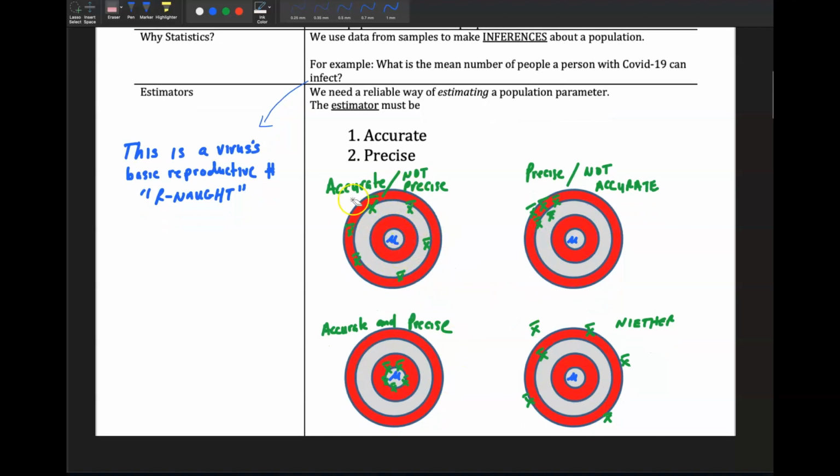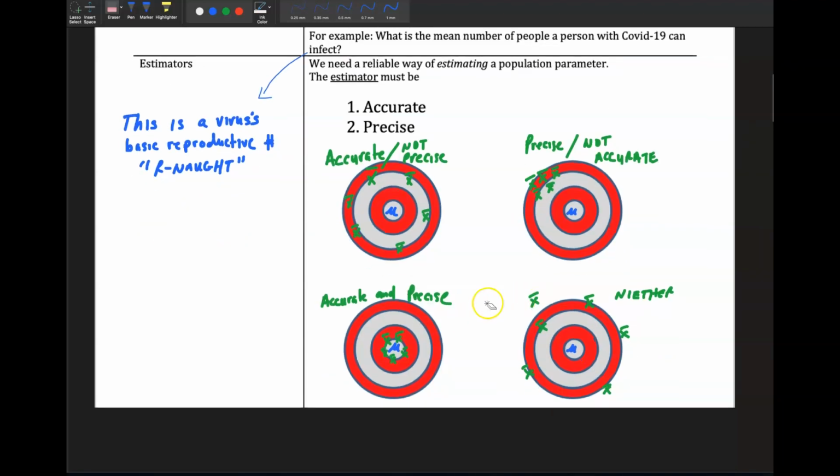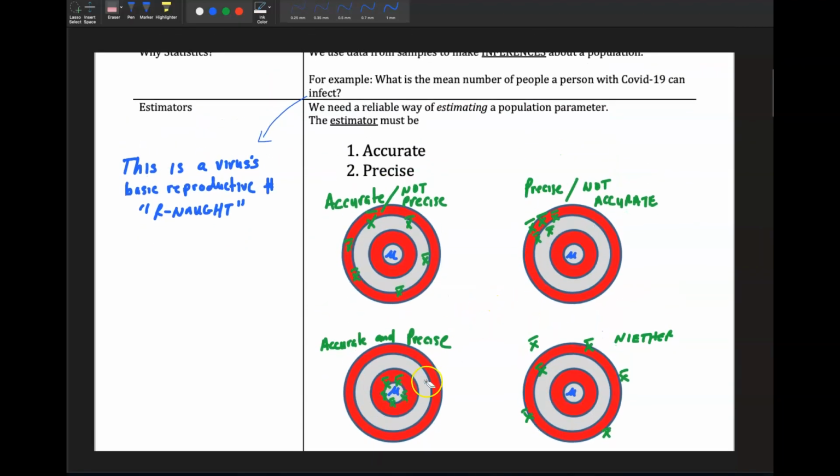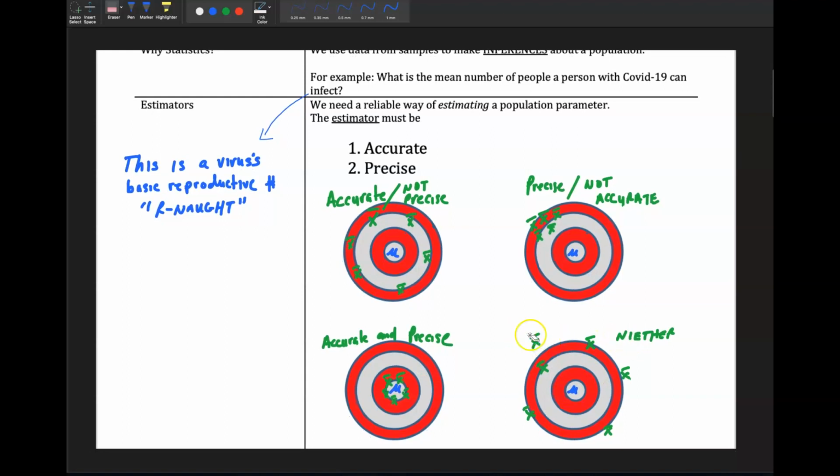Here's an example, this first one here. This is an example of being accurate but not precise. It's kind of close to it, but it's not precise on the mu, the mean. Here's one that's precise but not accurate. Our estimates are all kind of in the same place, but they're not actually accurate. Versus this case here where we see it's accurate and precise. And that's what we're looking for in an estimator. We don't want an estimator to be inaccurate and not precise.